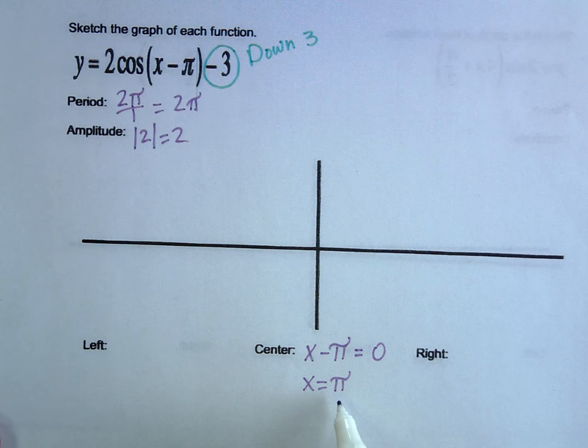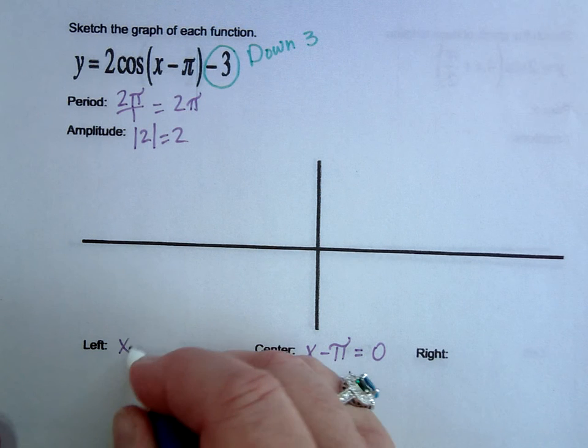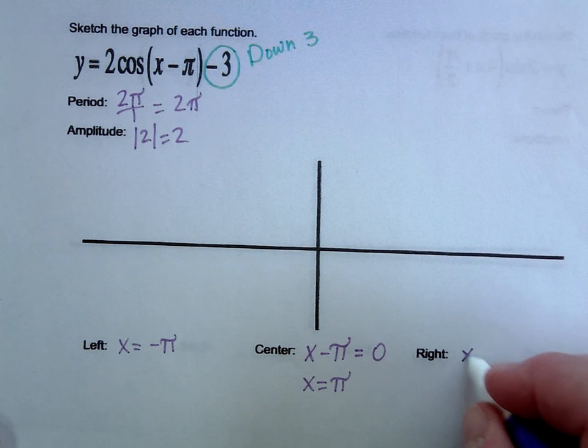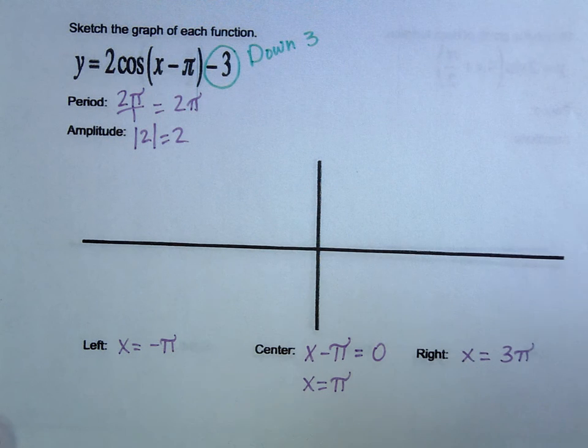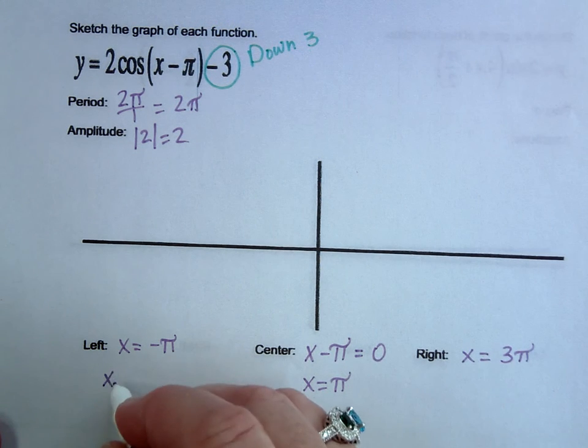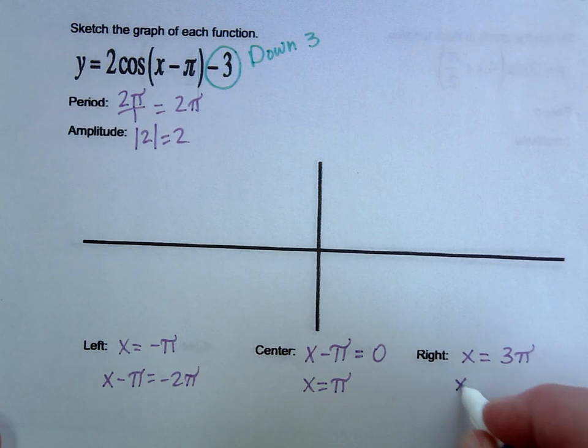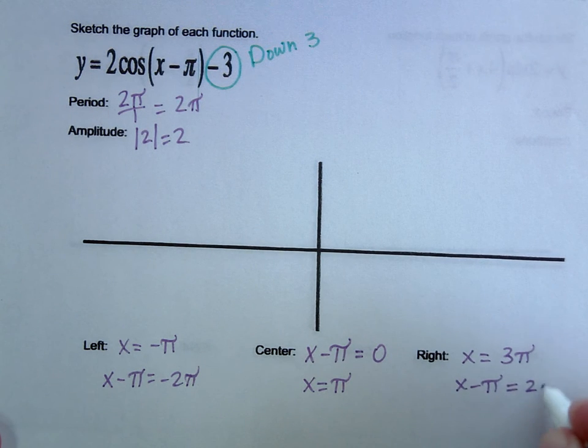If I'm at 1 pi and I go left by 2 pi, I'm at x equals negative pi. If I'm at pi and I go right by 2 pi, now I'm at 3 pi. If you want to check yourself, if you want to do the algebra of it, you're going to take x minus pi, set it equal to negative 2 pi, and x minus pi and set it equal to positive 2 pi, and you'll see that you get the same thing. So you can do it either way, just showing you some tricks of the trade.